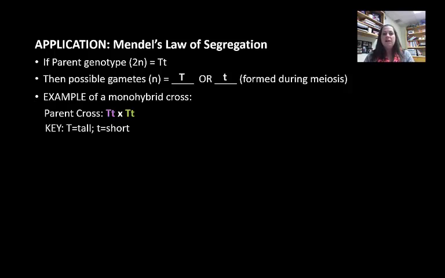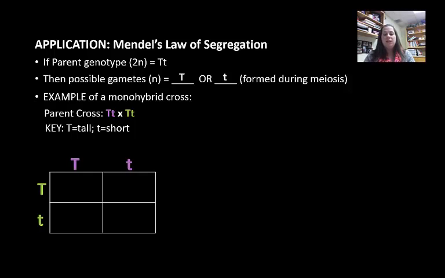When I set up the Punnett square, we're going to separate these. The first big T is going to go on the first column. The first little t is going to go in the second column. The second big T is going to go in the first row. The second little t is going to go in the second row. So this creates our Punnett square.